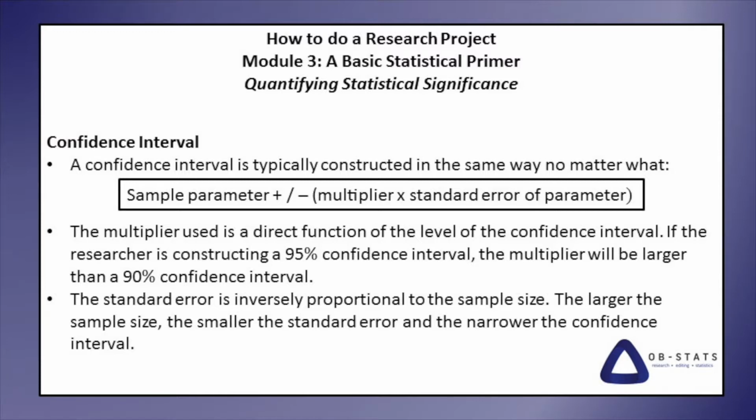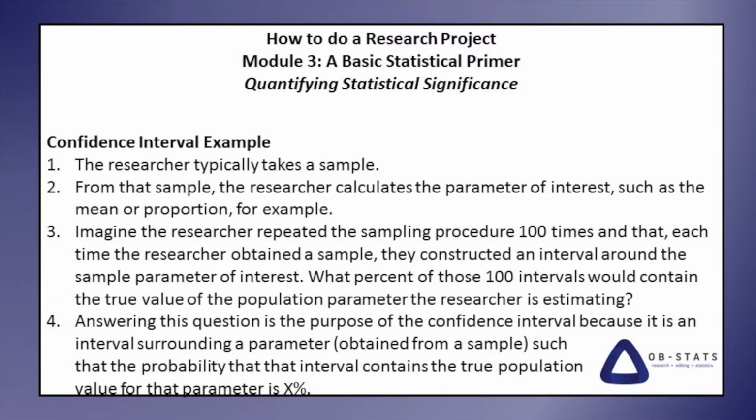If the researcher is constructing a 95% confidence interval, the multiplier will be larger than for a 90% confidence interval. Thus, the standard error is inversely proportional to the sample size. The larger the sample size, the smaller the standard error and the narrower the confidence interval. In the next example, we will examine how the confidence interval is used.